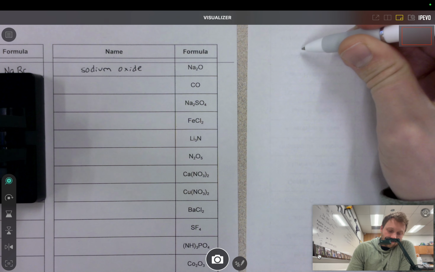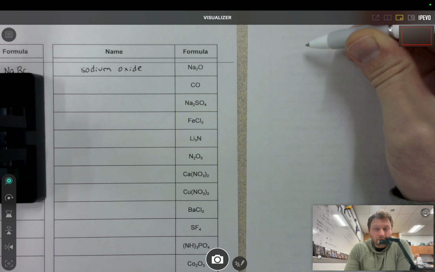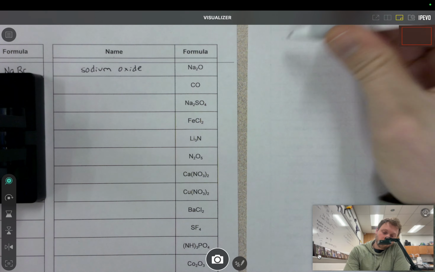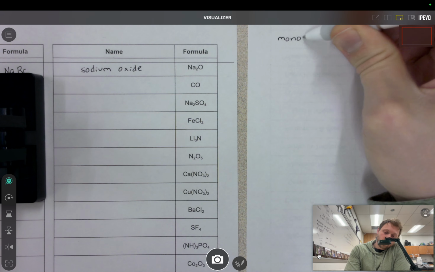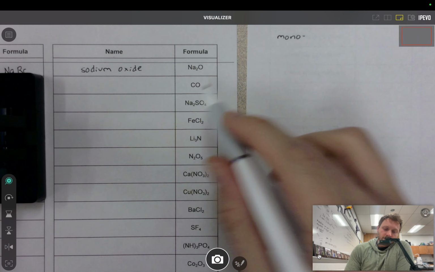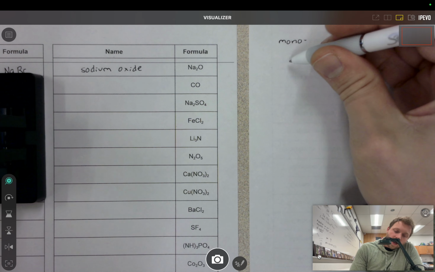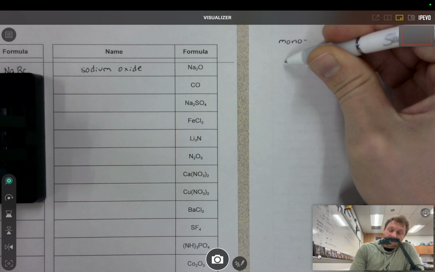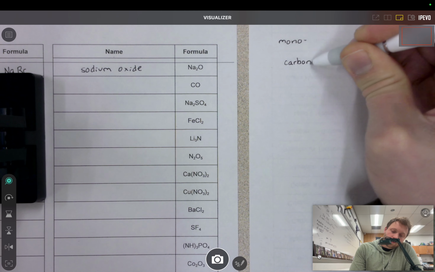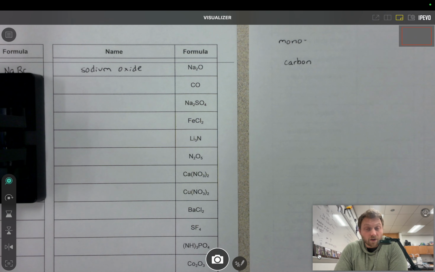How are we going to name it? Well, with covalent molecules, we have those numerical prefixes to tell us how many of each atom we're dealing with. In this case, we have one carbon and one oxygen. Happily enough, the prefix for one is mono. But when do we use the mono prefix? There are rules with this, right? In the case of CO, I am not going to name the first element monocarbon. I'm just going to call it carbon. All right? You do not use the mono prefix for the first element.